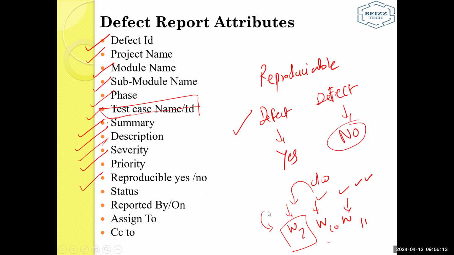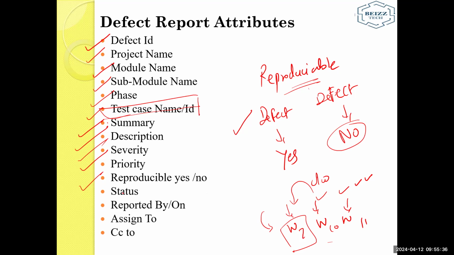Reproducible no status. So reproducible simply means how often the defect will be raised, or how the defect appears in a software application. If it is coming again and again, occurring every time, then only yes status. But if it appears rarely, in that case we can say it is a no status.